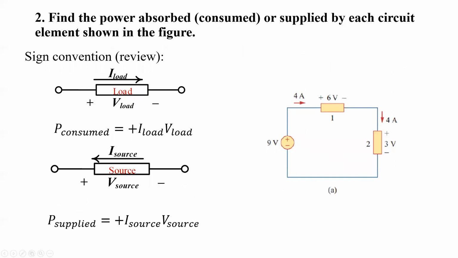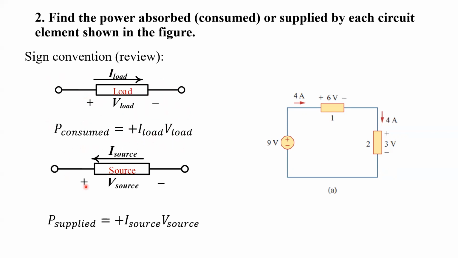In the second problem, we've been asked to compute the power absorbed, consumed, or supplied by each circuit element in this figure. So first of all, let's review the sign convention. We've even done this in the previous first help session. The basic thing we have to remember here is when the current is flowing from positive terminal to negative terminal in an element, in that case, that element is a load, or it's behaving as a load. And if that element is a load, then it's consuming power. Power will be given by I into V.